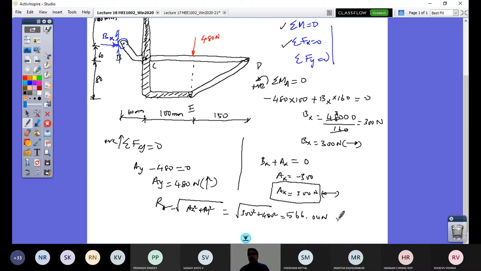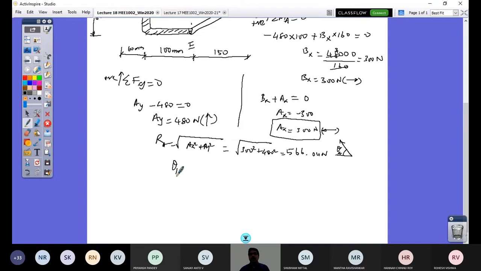And what is the direction? This is upward, this is to the left. So I would have its direction in this way. This is my theta A. So what is the direction value now? So theta A is tan inverse of Ay by Ax. And that's going to be tan inverse of 480 by 300. Shift tan inverse answer is 57.99, or it is 58 degrees. So this is the reaction at point A.